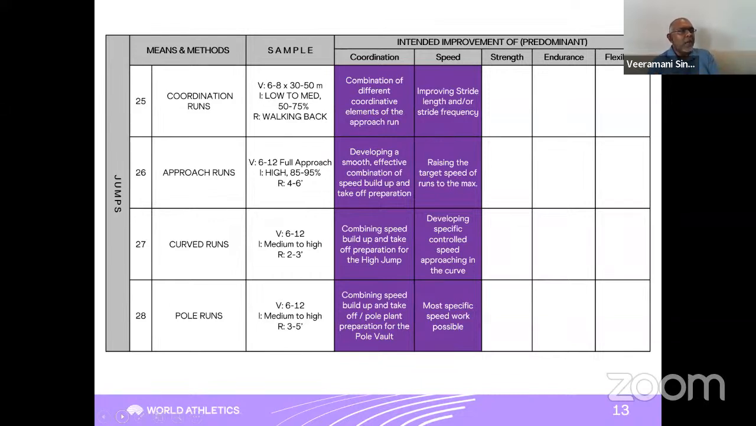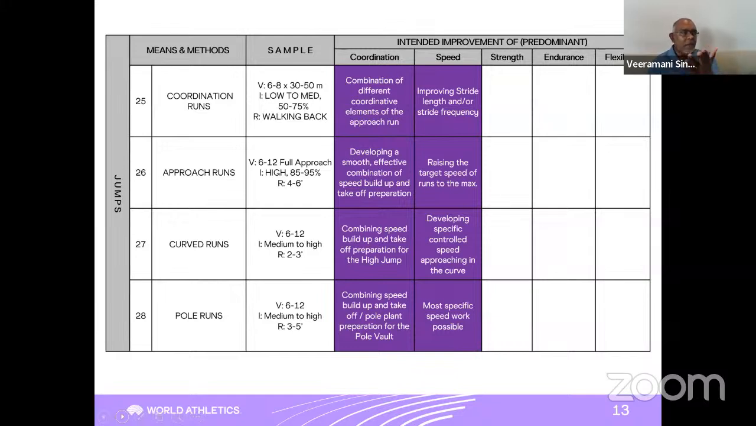So you can use the one below, you can use that for medium and high, where the objective is to raise the targeted speed to a maximum achievable optimal level before we can do a takeoff. So this is how you can actually do approach runs.